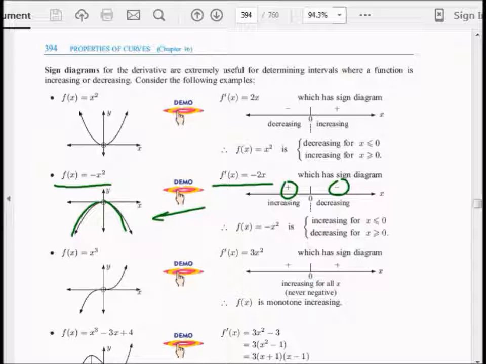f of x equals x cubed. This is what the graph looks like. The derivative is 3x squared. We can draw a sign diagram of that derivative. We have a zero at 0. There are no asymptotes. And that function is positive even when x is negative. When x is positive, the function is still positive. That function is increasing up to 0, and it's still increasing again from 0 and bigger.